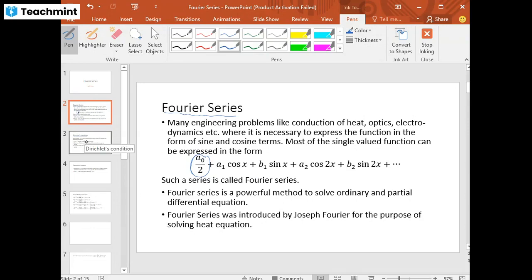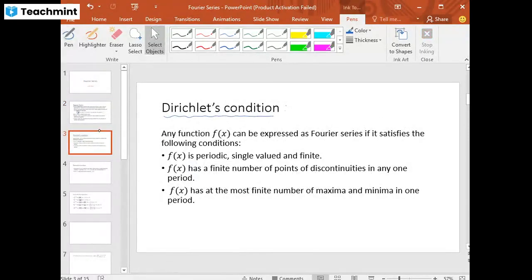So how can we express a function in the form of a Fourier series? Suppose that we have a function f of x, which is defined in the interval, say, c to c plus 2l. We want to express that function in the form of Fourier series. So what conditions need to be satisfied by this function so that we can express it in the form of Fourier series?